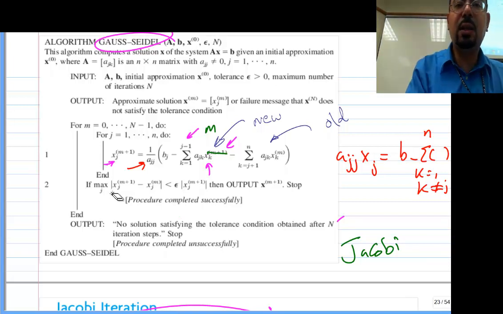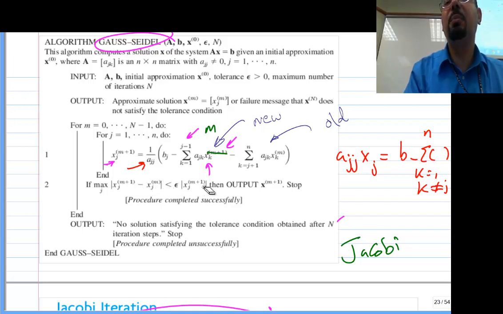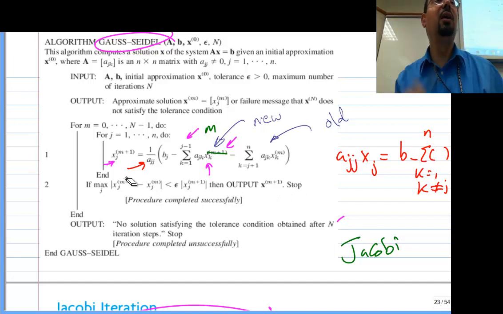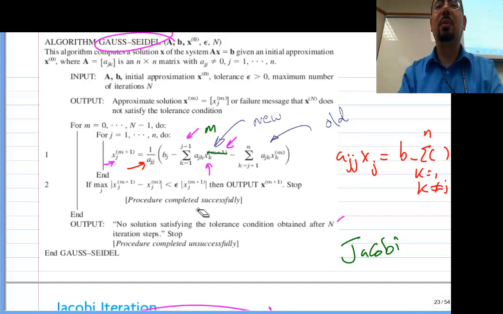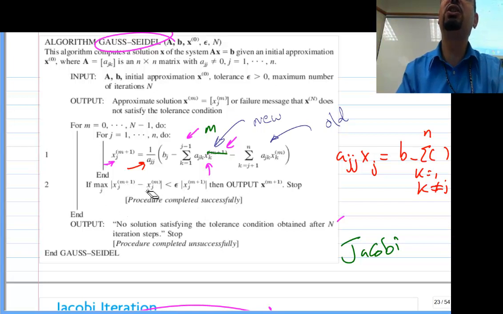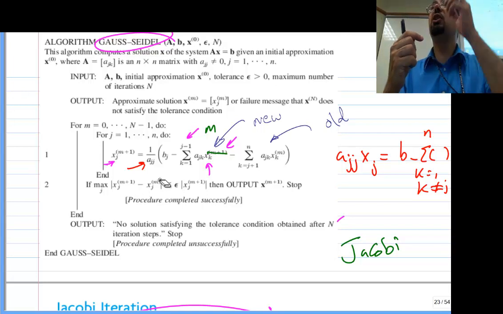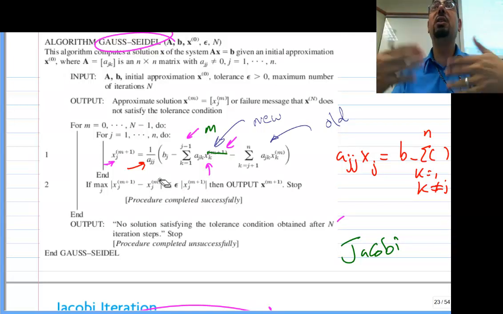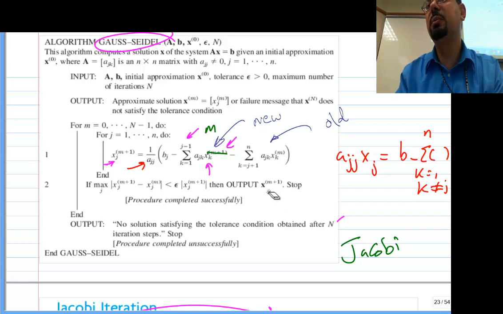By the way, what is that step? Look at this. You see this, guys? If the maximum of x j m plus 1 minus x j m is less than epsilon times x j m plus 1, then output x m plus 1 and stop. What's that? Right, he's checking if he hit the target or not. But it's not really the residual, it's the difference between two successive iterations. If two successive iterations are very close to each other, he's calculating almost the same number, then he will stop.